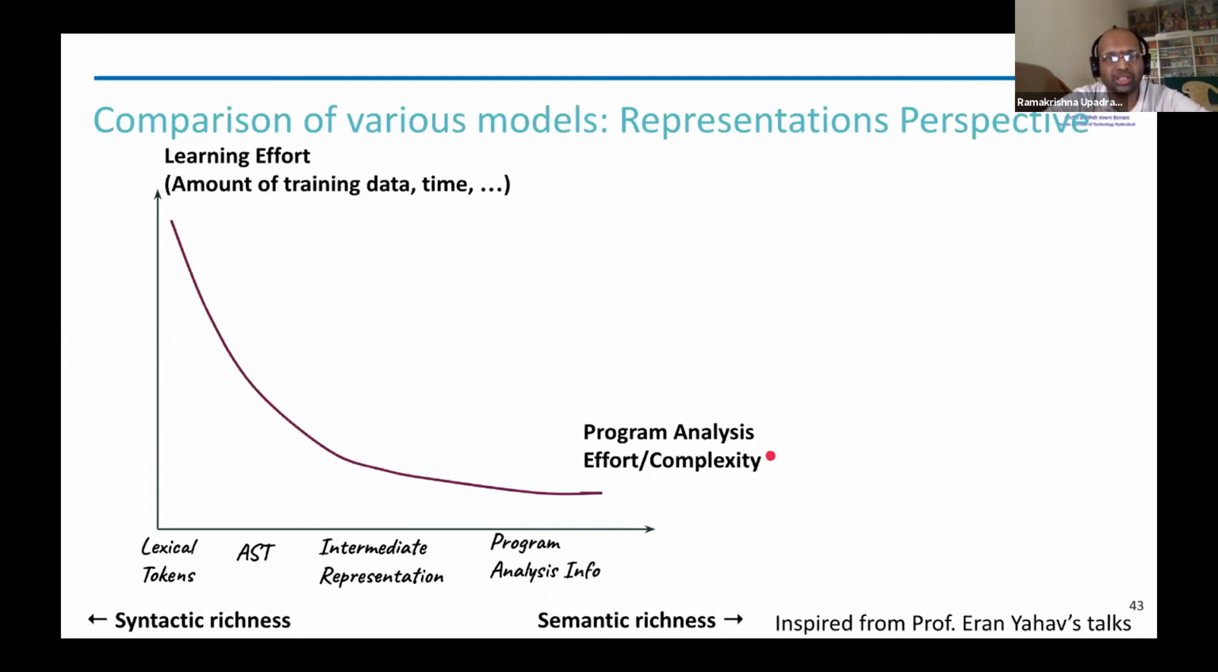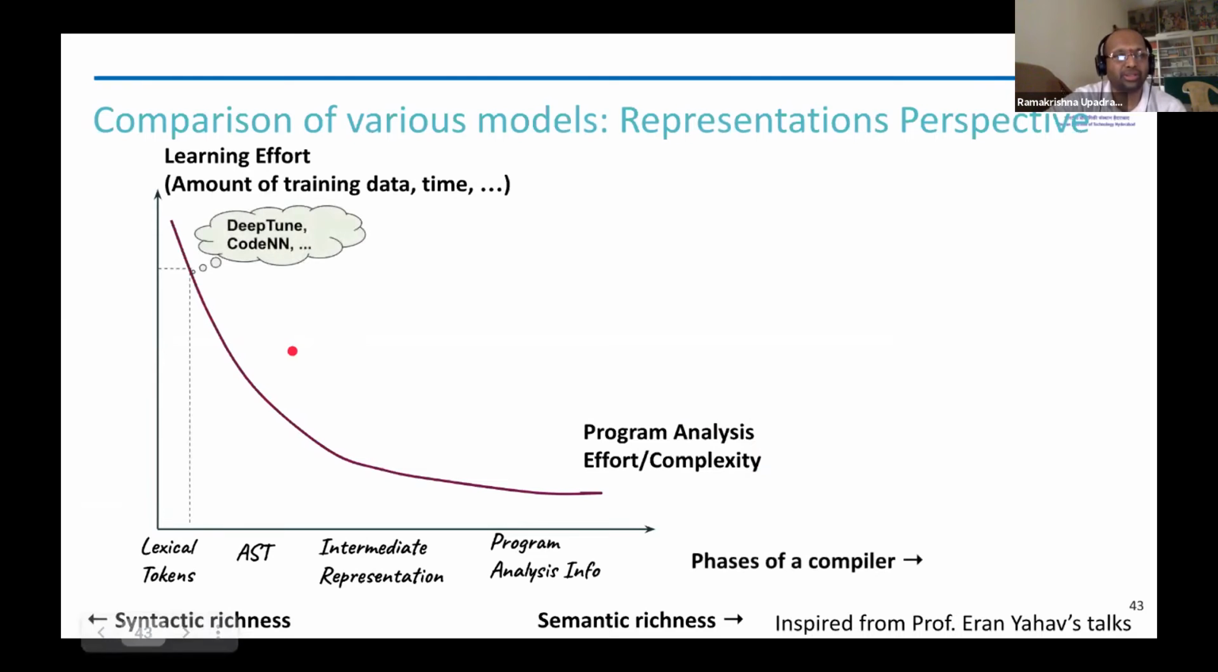So we saw this plot earlier, and in this talk we saw that it turns out that DeepTune and Code2vec... DeepTune we didn't cover in this talk, so DD will cover it, but Code2vec we covered. It is primarily based on lexical tokens. It's a very simple program analysis, but it requires a lot of training. And then there is Code2vec, Code2seq from Israel, Technion. They are broadly based on AST.